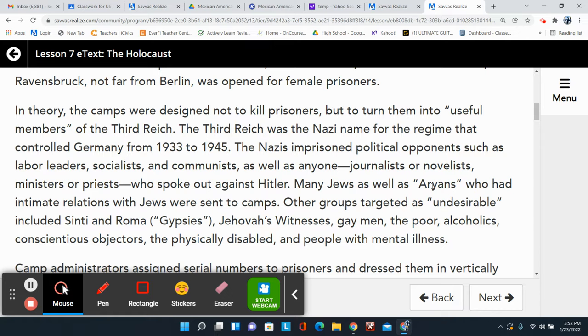The Nazis imprisoned political opponents such as labor leaders, socialists, and communists, as well as anyone, journalists or novelists, ministers, priests, anyone who spoke out against Hitler. Many Jews, as well as Aryans who had intimate relations with Jews, were sent to camps. Other groups targeted as undesirable included Sinti and Roma, gypsies, Jehovah's Witnesses, gay men, the poor, alcoholics, conscientious objectors, the physically disabled, and people with mental illness.